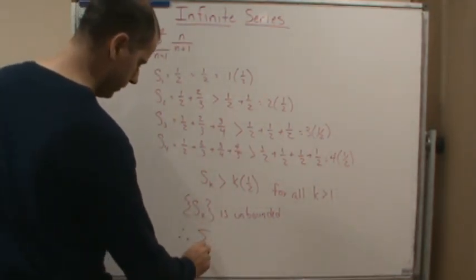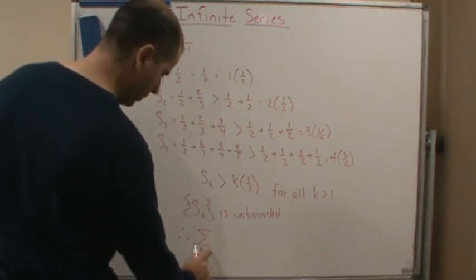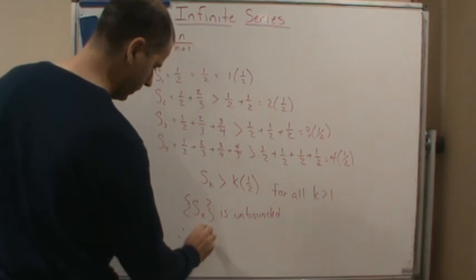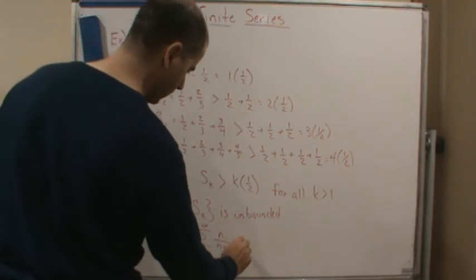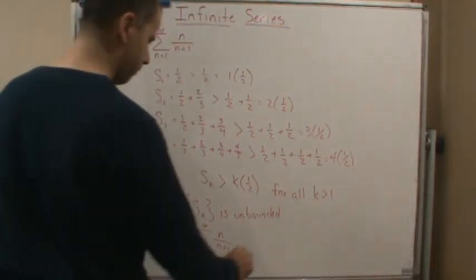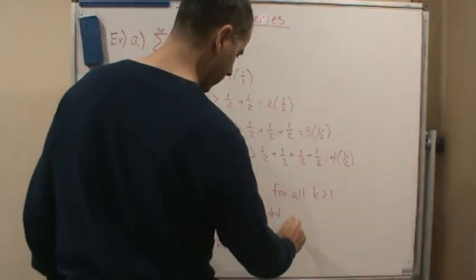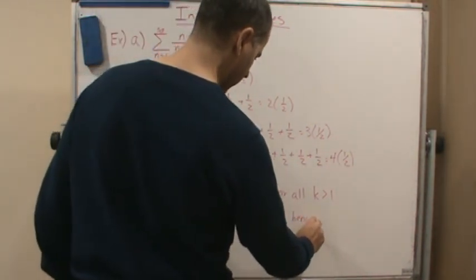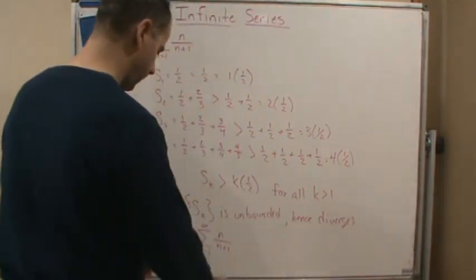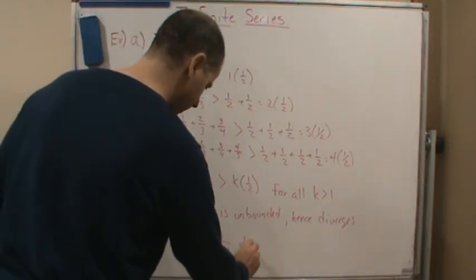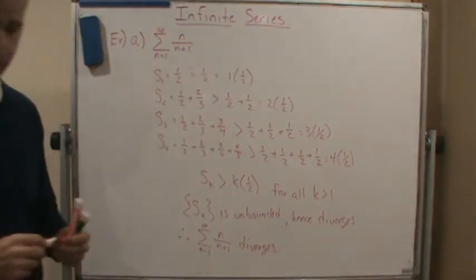So the sequence of partial sums is unbounded, and therefore the infinite series for n equals 1 to infinity of n over n plus 1 diverges. So the sequence is unbounded, hence diverges, and then therefore this infinite series also diverges.